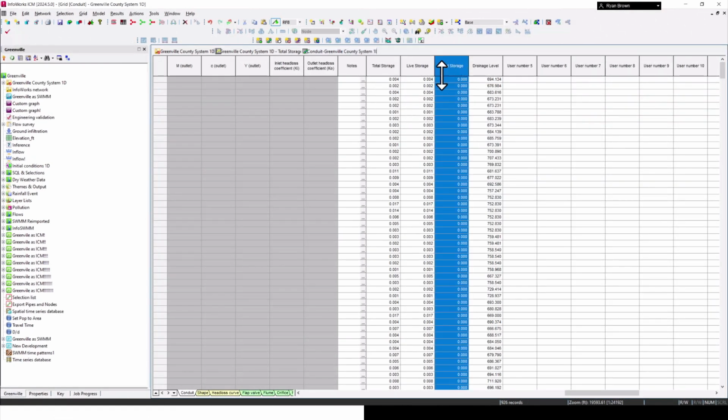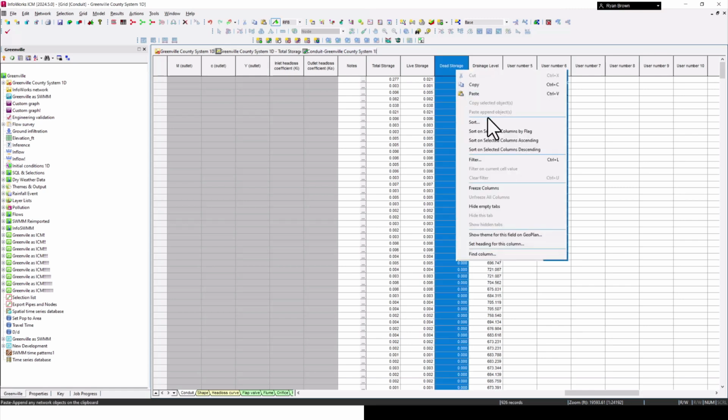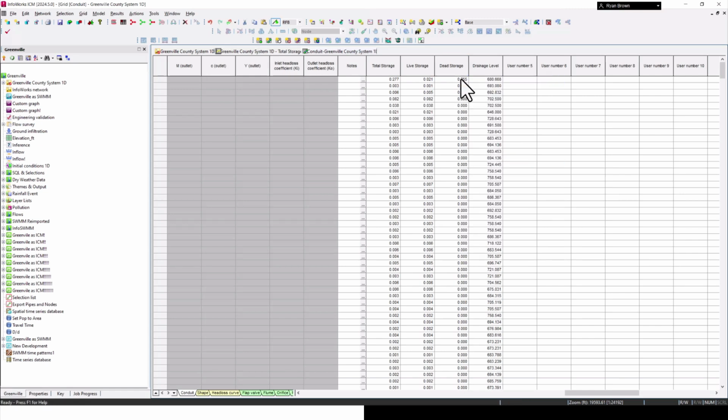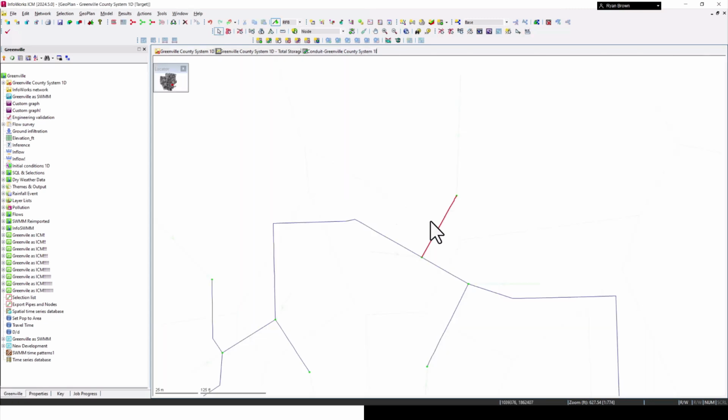I'm going to first take a look at my dead storage and sort ascending on this. So we can see we have a couple of conduits in here with some pretty significant amounts of dead storage. Again, these are in millions of gallons. So one, two, three, a good amount of dead storage in this case. So I'm going to zoom to this, select and find in the geoplan.